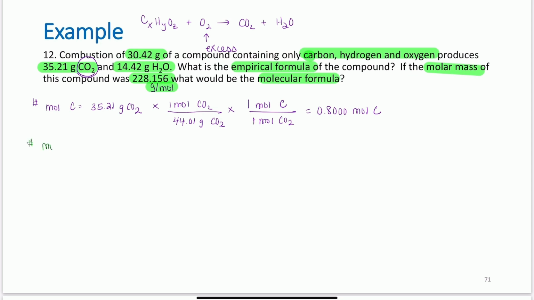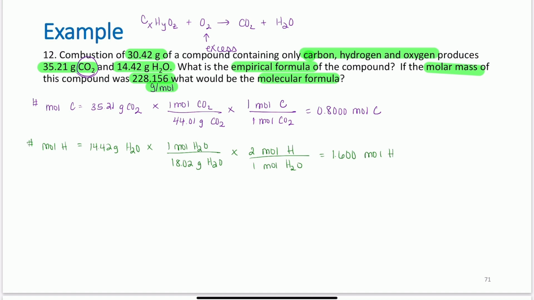Same thing for hydrogen. I know all of my hydrogen went into making water. I have 14.42 grams of water. Convert that to moles of water. I know there's 2 moles of hydrogen for every 1 mole of H2O. This gives me 1.600 moles of hydrogen.